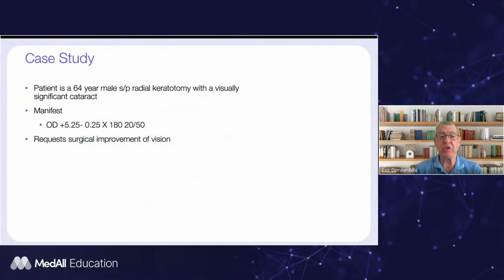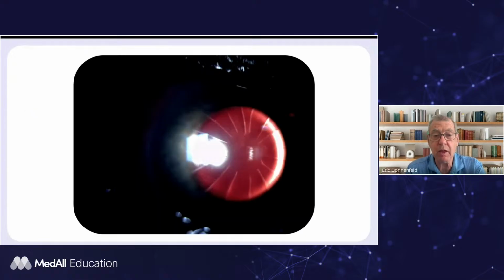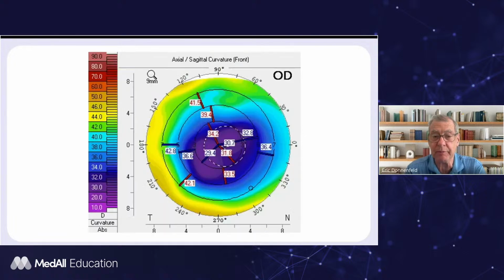This is a study of a patient who had radial keratotomy, among the most difficult patients that we manage. The patient was a high hyperope, obviously miserable, +5, and requests surgery to correct their vision. And you can see here there's a 16-bite radial keratotomy. And when you do topography, you see that the cornea is markedly flattened.